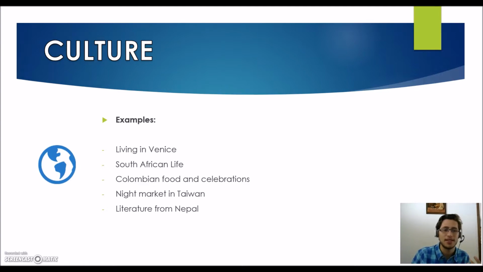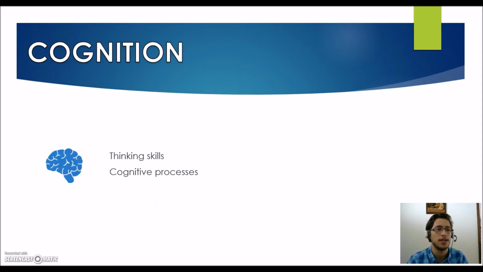Living in Venice, South African life, Colombian food and celebrations, because when we talk about culture, it doesn't mean that we have to talk about everyone else in the world except ourselves. No, it means that we talk about everyone in the world. And that includes everyone else, but also ourselves, because we are all within the same world. Night market in Taiwan, literature from Nepal. Everything that has a cultural background is going to go here.